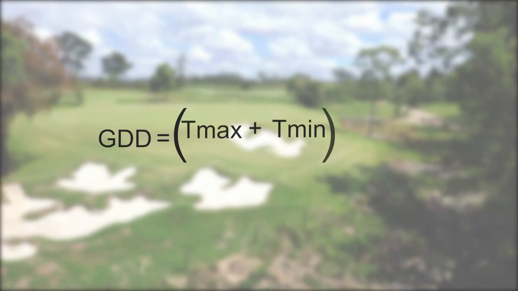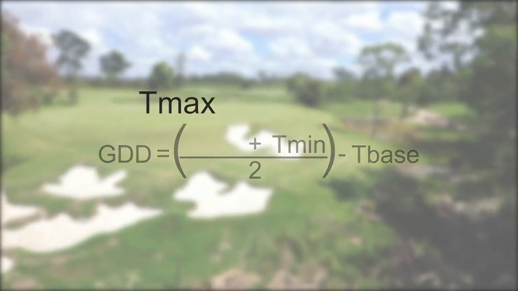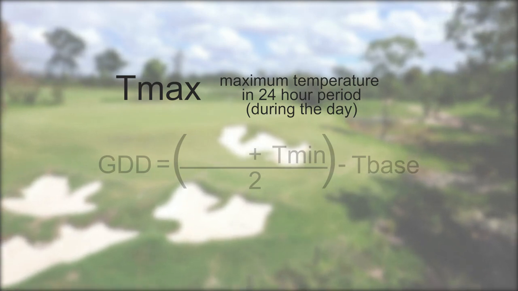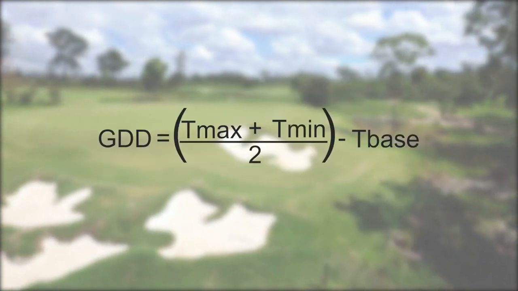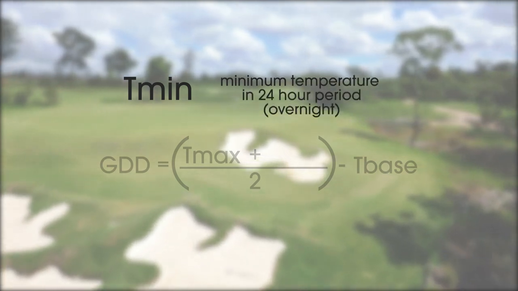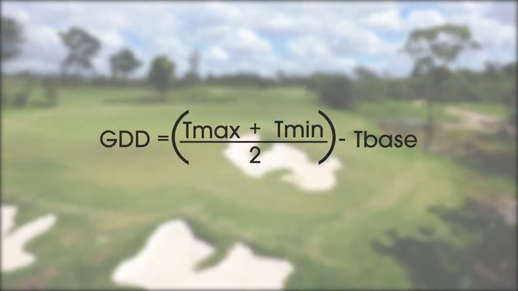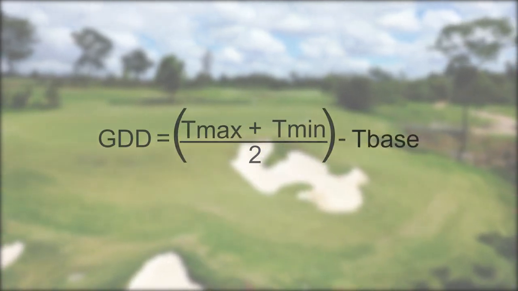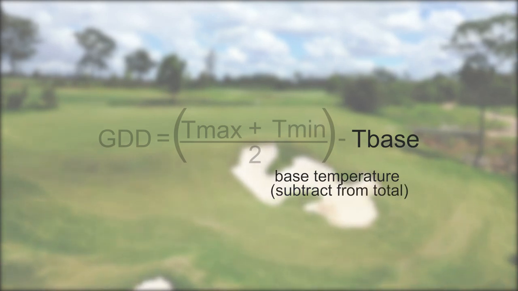It's a mathematical calculation. You take the maximum temperature in a 24-hour period. That's the maximum temperature during the day. Add that to the minimum temperature in a 24-hour period. That's the minimum temperature overnight. And then take the average of those two temperatures, divide by 2, and subtract a base temperature from the total.